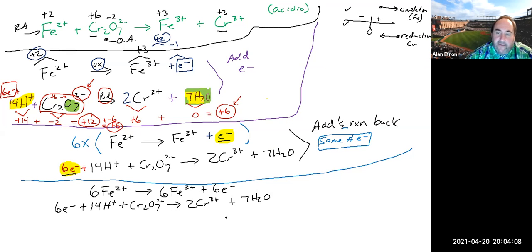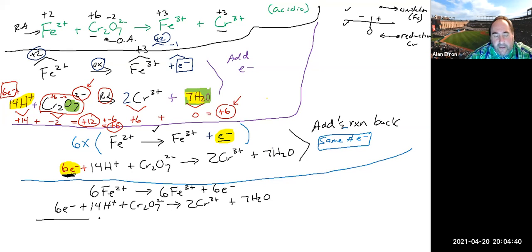Now that I have 6 electrons in each, why do we need 6, you think? Well, we know that this guy is gaining 6 electrons. Where are those 6 electrons coming from? They're coming from the 6 Fe2+ guys that are each losing 1 electron. This equation tells us that each Fe2+ is losing 1 electron. Now that we have 6 of them, that's going to make up the 6 electrons that are totally lost.